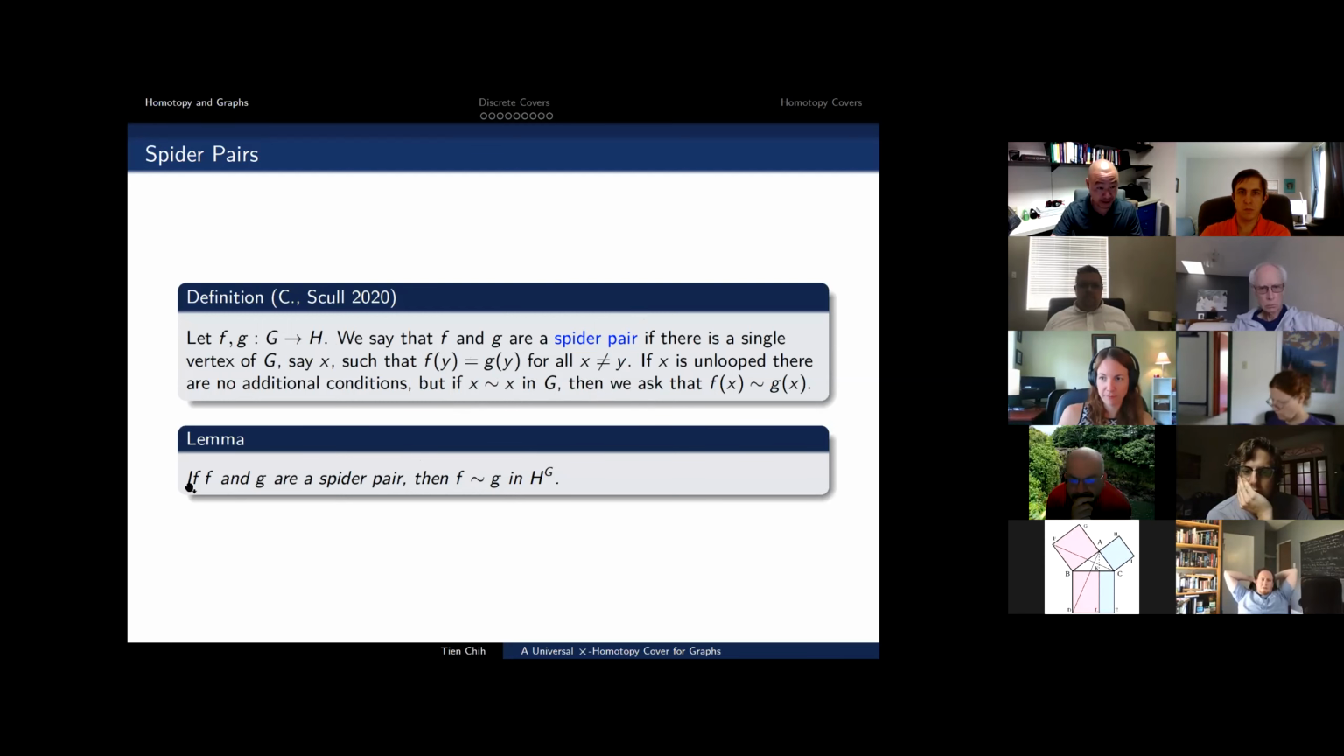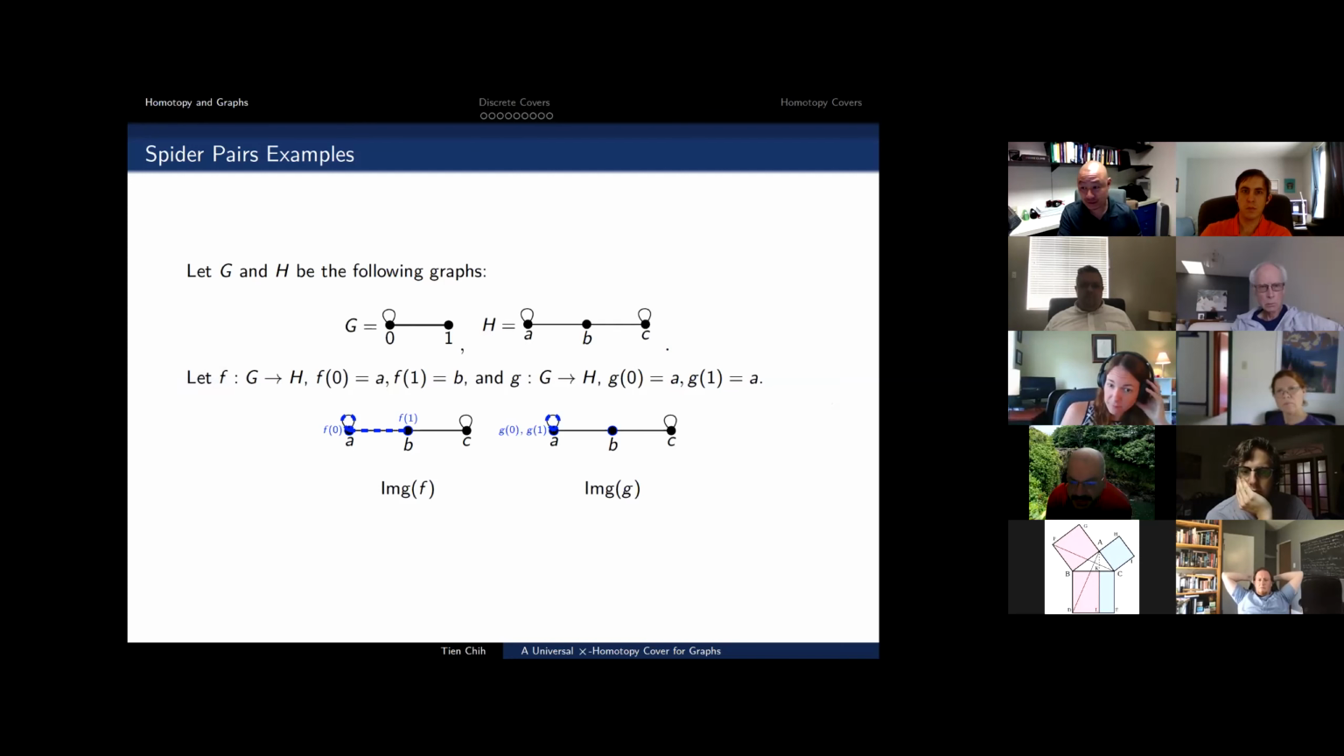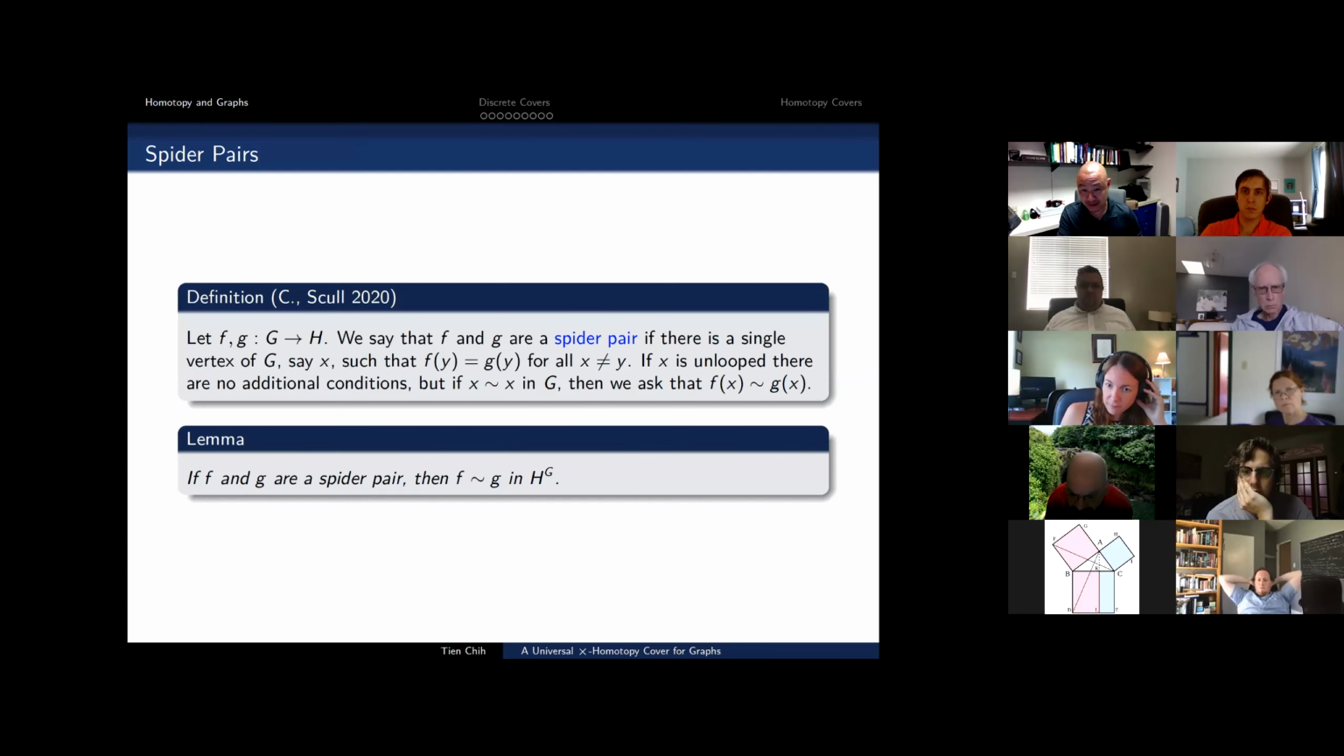And if two vertices are a spider pair, then they are homomorphic, or they're homotopic to each other. The equivalent symbol means homotopic? Yes.